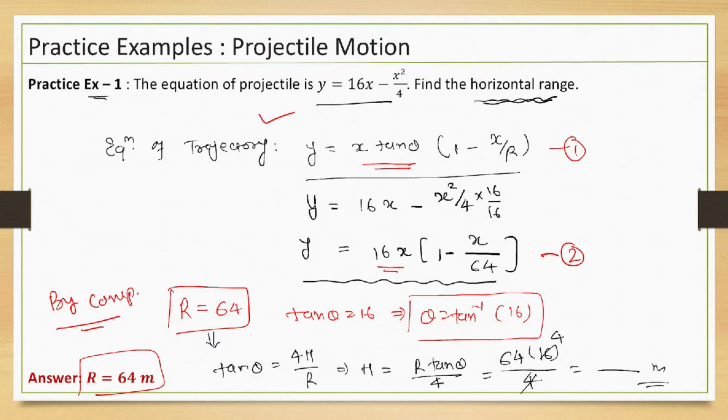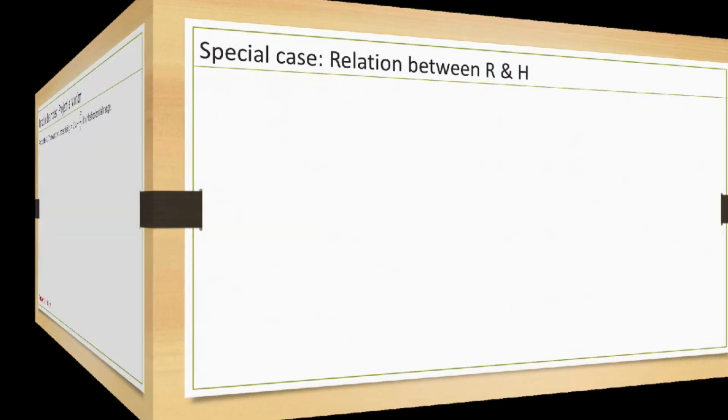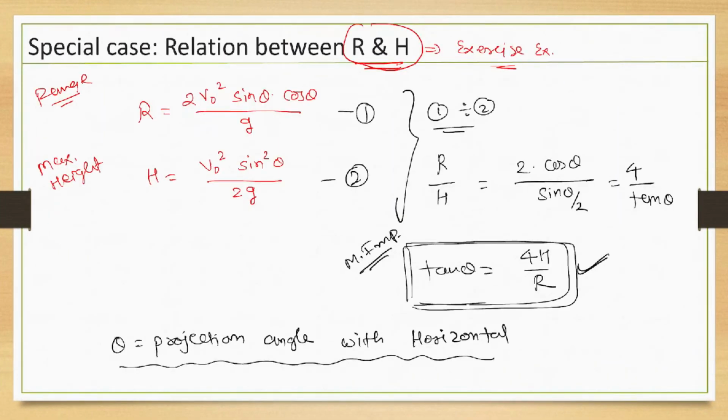Do you understand how we solve all this type of problem? Always tan theta is equal to 4H upon R for this given trajectory. So in this way you get the answer for the maximum height, range, projection angle and everything. All of you note this also in your books. First you note this relation, and after that you note this example. All of you note it.